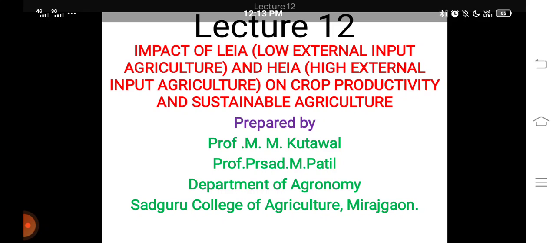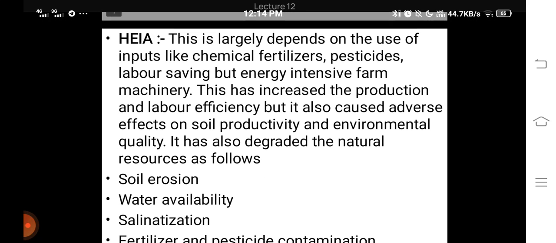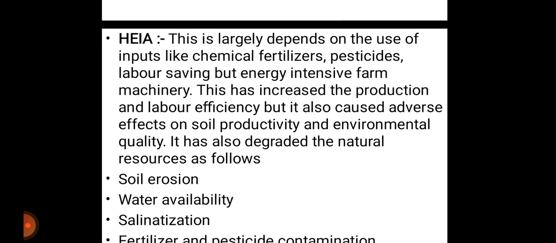Today we discuss lecture number 12, the impact of LEIA, low external input agriculture, and HEIA, high external input agriculture, on crop productivity and sustainable agriculture. Firstly, we discuss HEIA. High external input agriculture largely depends on the use of inputs like chemical fertilizers, pesticides, and labor-saving but energy-intensive farming machinery.